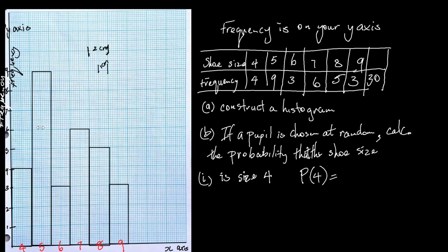Mikhail? Yes, sir. What was the answer? The probability that the shoe size is 4. How often is the shoe size 4 occurring? Anybody? How often, Mikhail? 4 times. The frequency tells us 4. And what's the total frequency? 30. So what's the probability?